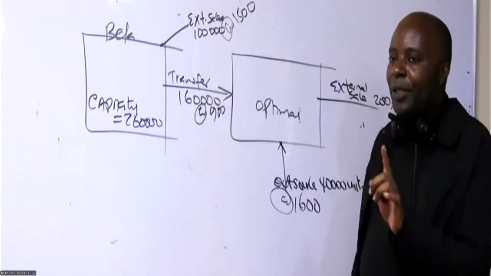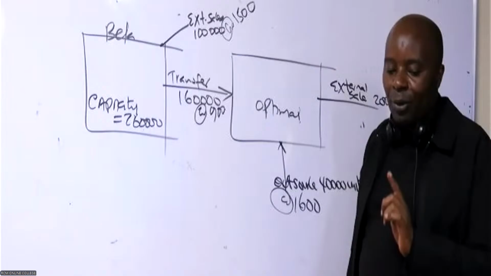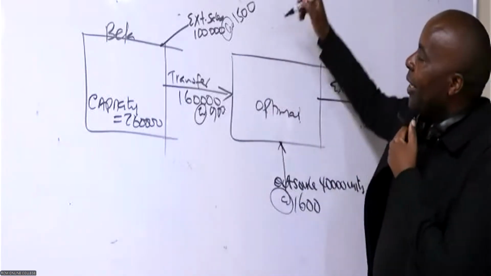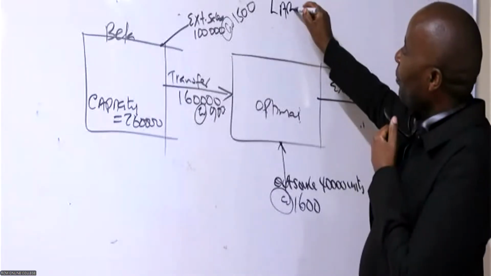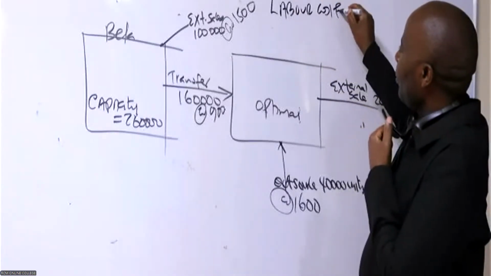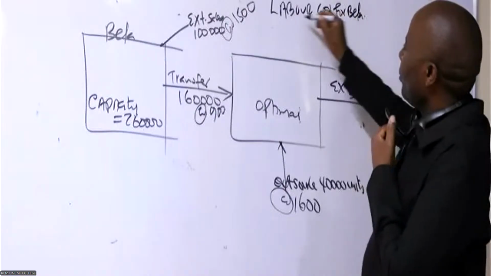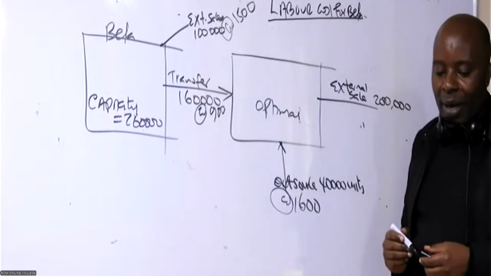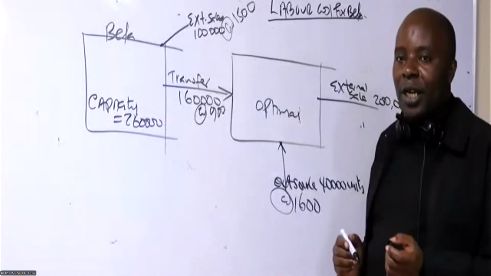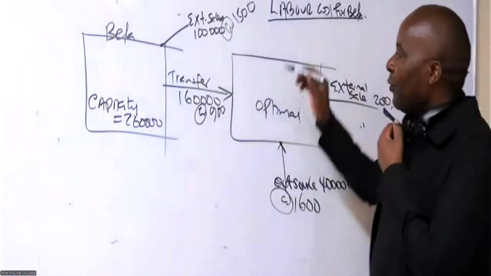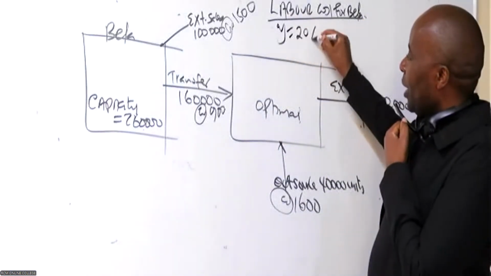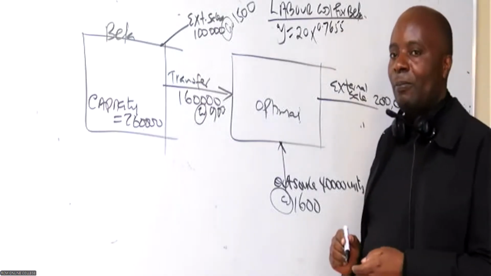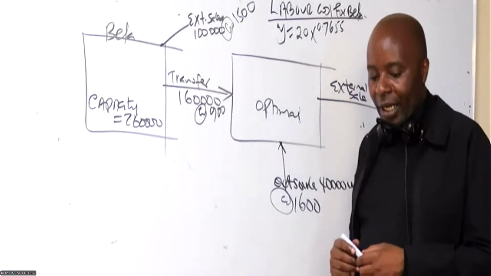So here, the most important thing that I'm so sure not many students will be able to know is how to get the labor cost. Labor cost for A, labor cost for Beta. Fortunately, they have told us we're using a learning curve. We know y equals 20 x raised to 0.76.